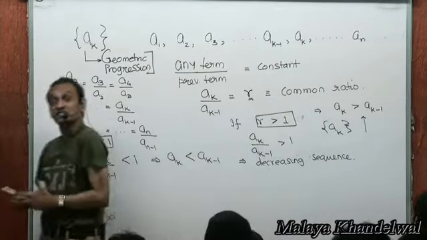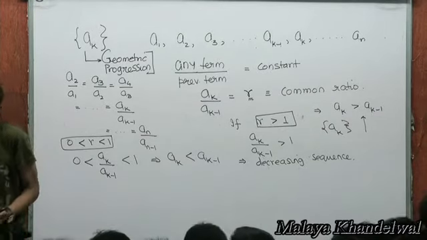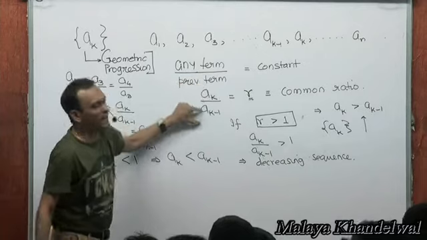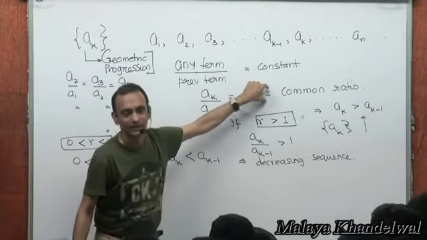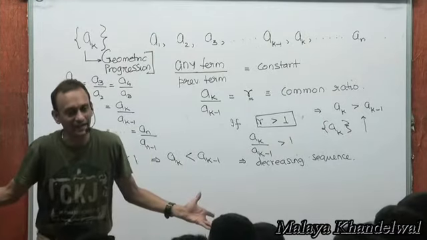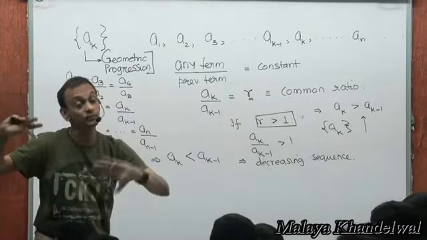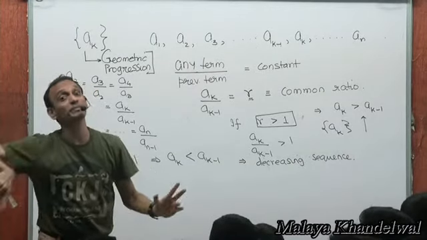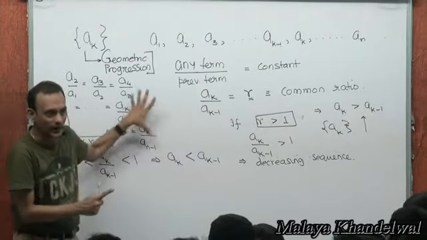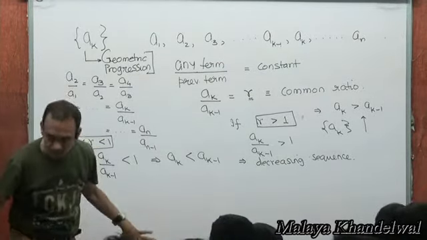R can also be less than 0. Note that R can't be 0. R equal to 1 will give A_K equal to A_K minus 1, that means any term equal to the previous term, so all terms are identical. That's only a special case. I want you to think about what happens when R is less than 0 independently, but let me get into some other things first. You understand this description of a geometric progression, right?